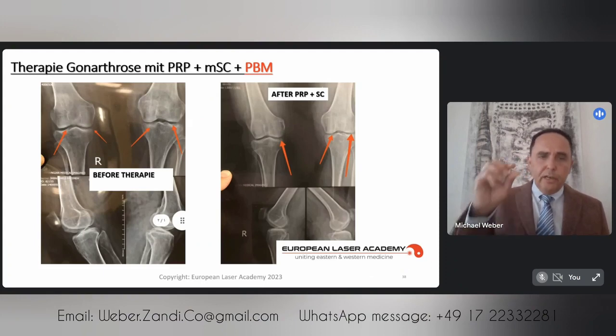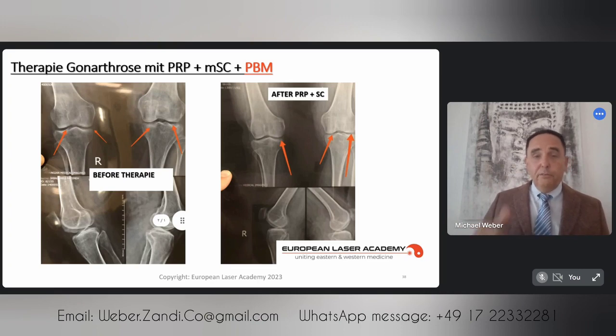This would be one of the examples. You see the narrowing of the joint space before the treatment. You see the starting of osteophytes, and after PRP, stem cells, and interstitial laser irradiation, first of all, the patient became totally pain-free. Secondly, we see the clinical improvements on the objective method by X-ray. And we are now conducting a study going into more detail in the different stages.